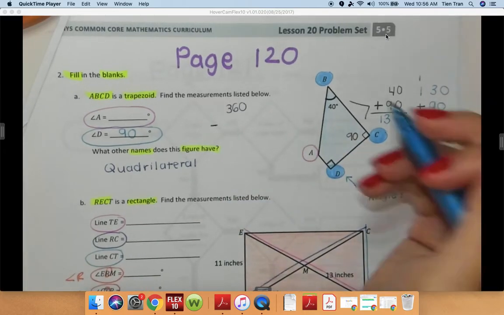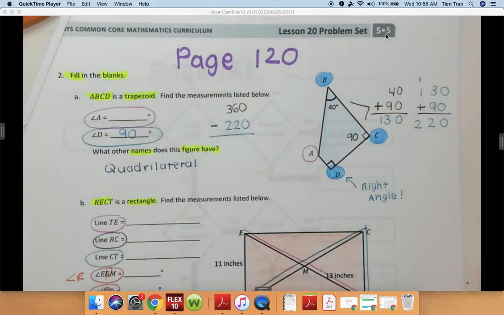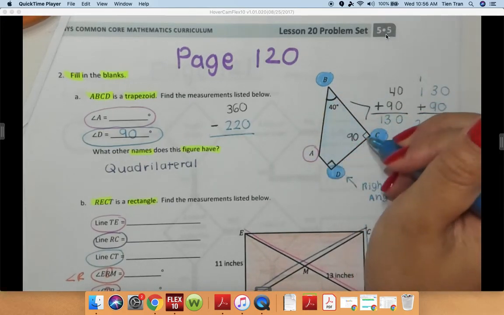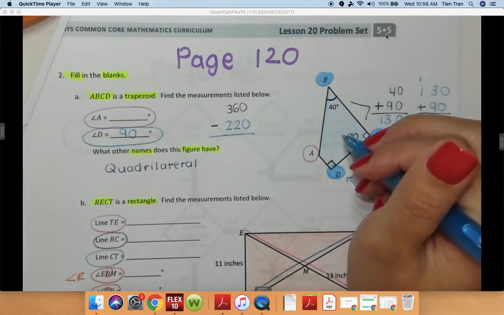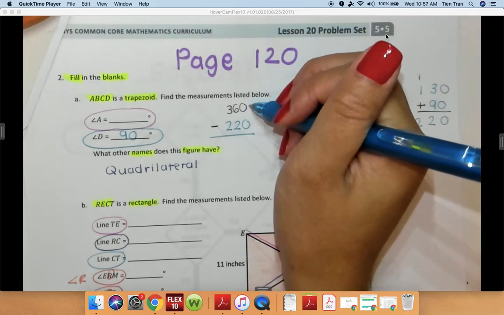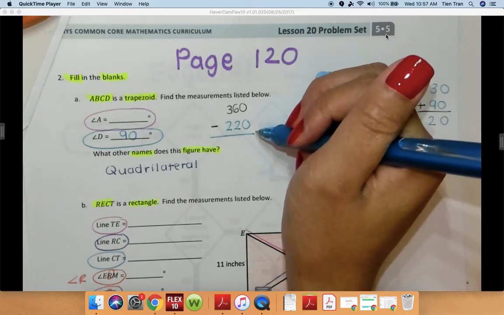With the number 220, I'm going to subtract it from 360. Miss Tran, why are you subtracting it from 360 degrees? Because remember I told you that all shapes, when angles are added all together, is equal to 360 degrees. So I'm subtracting 360 degrees minus 220 degrees.